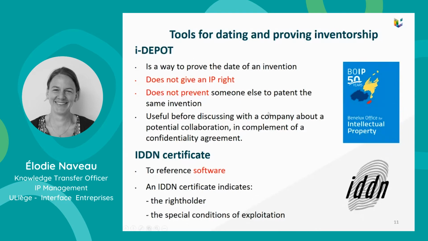One example of a tool is the e-depot. The e-depot is a way to prove the date of an invention. It does not give an IP right, and it does not prevent someone else from patenting the same invention. What it does is that you send the description of something new that you have, and it is kept secret, but it is registered with the date and with the name of the owner of what you sent.